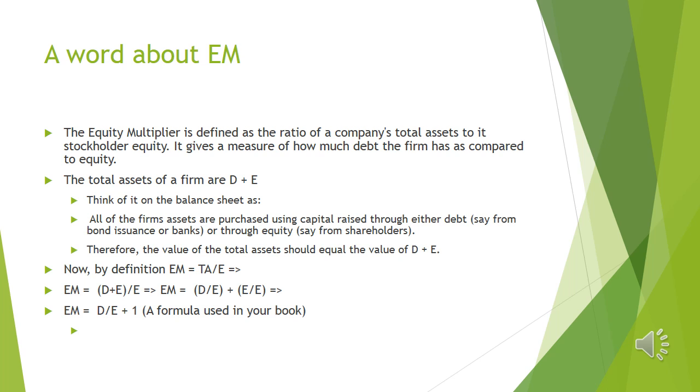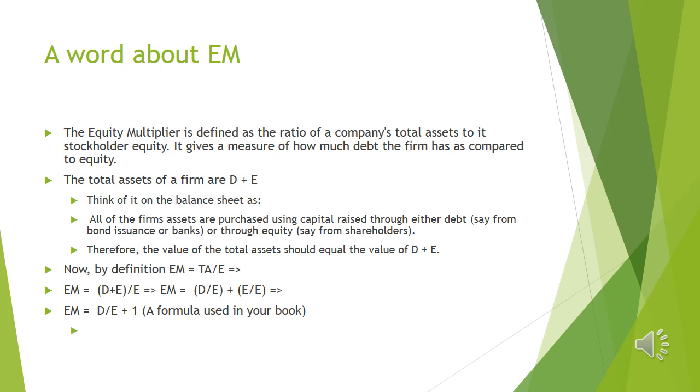If you remember the definition of the equity multiplier, it is defined as the ratio of a company's total assets to its stockholder equity. The equity multiplier is a measure of how much debt the firm has as compared to equity. The word equity implies ownership, so it gives you an idea of, given the total assets of a firm, how much of it is financed through equity and how much through debt.